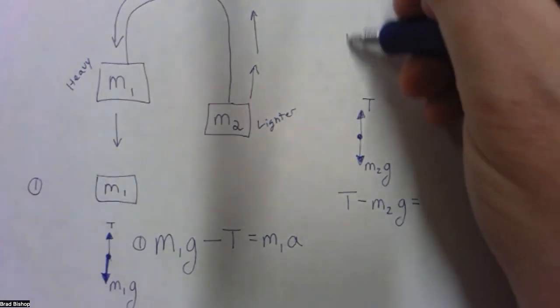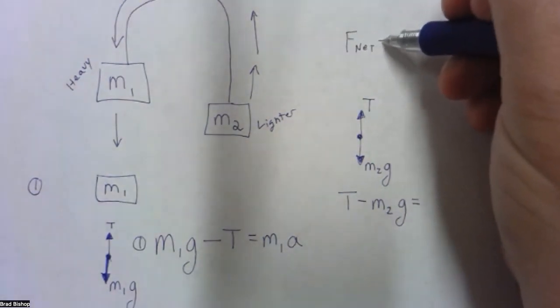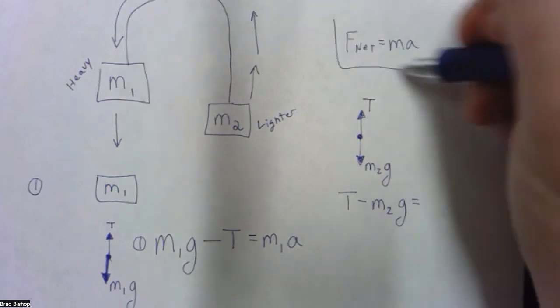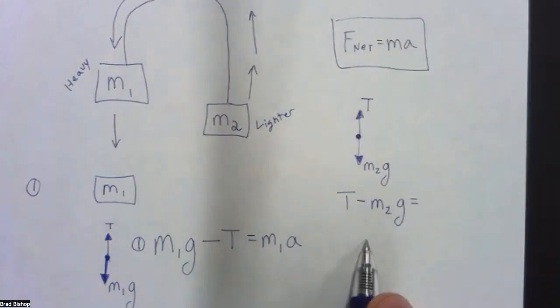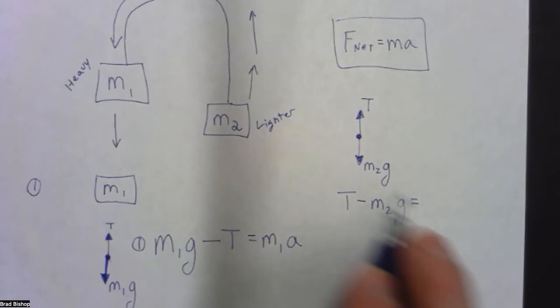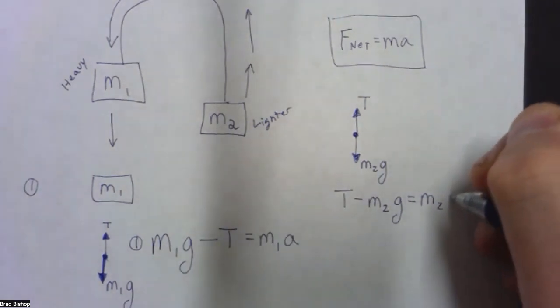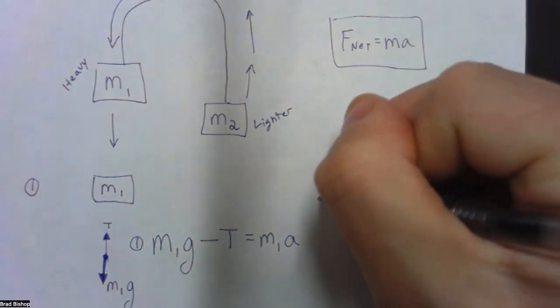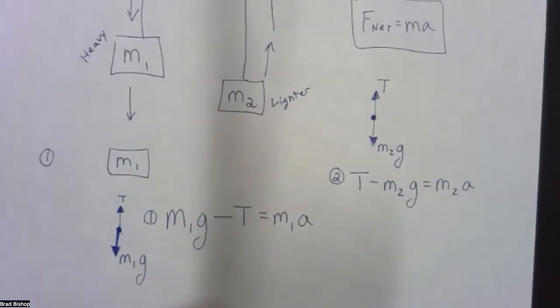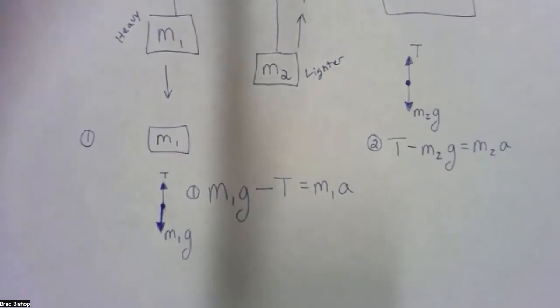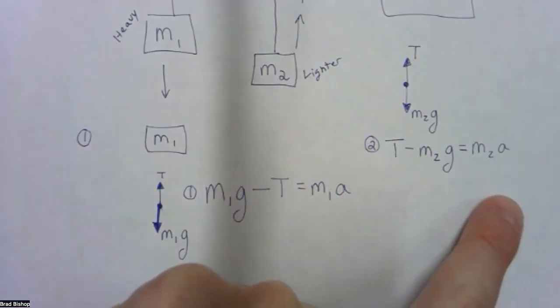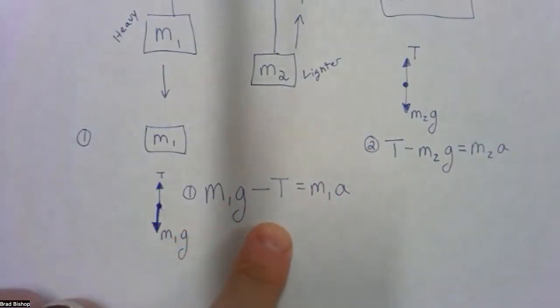We're going to say it is T minus M2G equals, so that's our net force. Remember, our equation is net force equals M times A. That's our big equation that we're focusing on. And again, we're just looking at M2 here, so I can say M2A. So here's equation 2. Now I have two equations: T minus M2G equals M2A, and M1G minus T equals M1A.